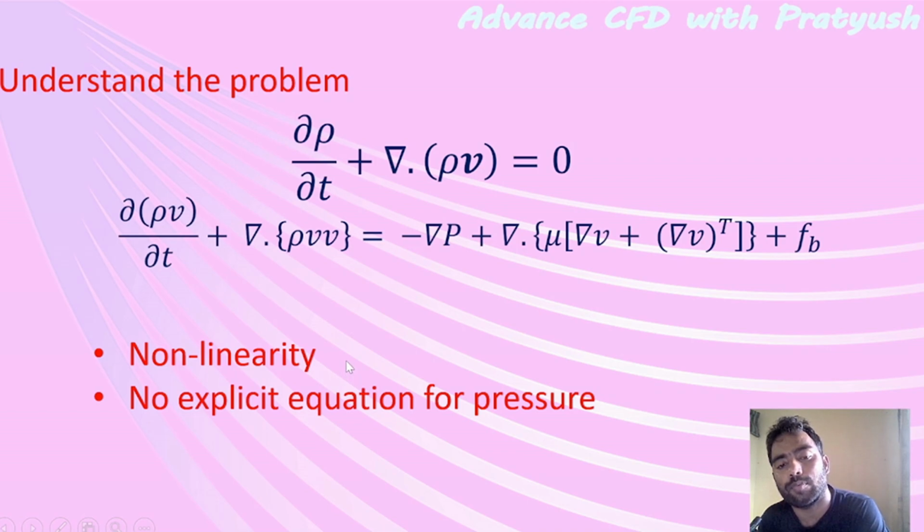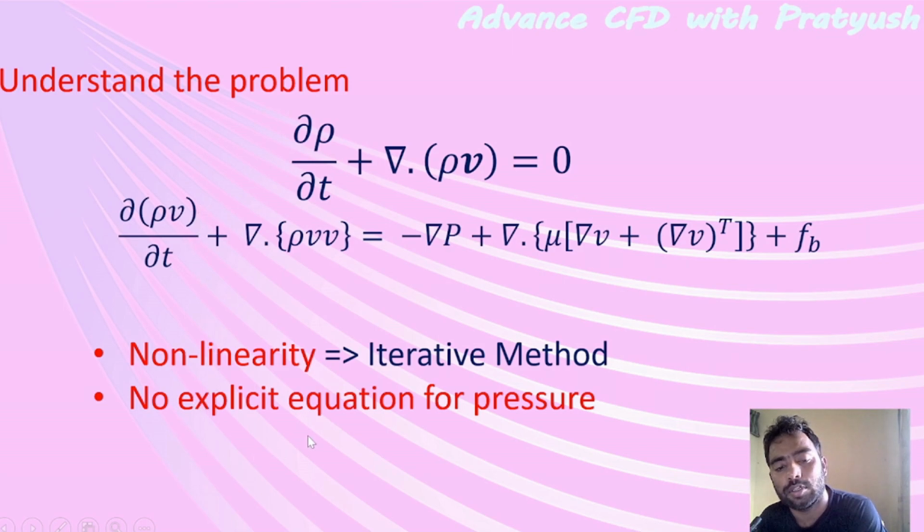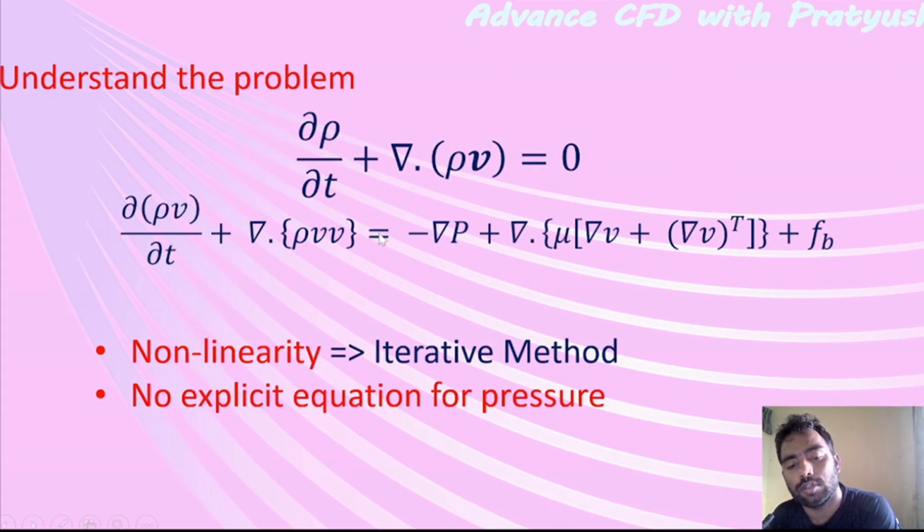So for that purpose we have to find a solution to sort out this problem of not having any explicit equation for the pressure. This non-linearity we can solve by an iterative method. We are not going to find the exact solution, so we are just using the iteration method. Generally in simpleFOAM we use the Picard type of iteration method. Second, the problem is still left that we have no explicit equation for the pressure. So let's understand how we can couple the pressure with the velocity and use the iteration method to solve these two equations. This is what is called the SIMPLE scheme. Coupling the pressure to the velocity is what we are going to learn.